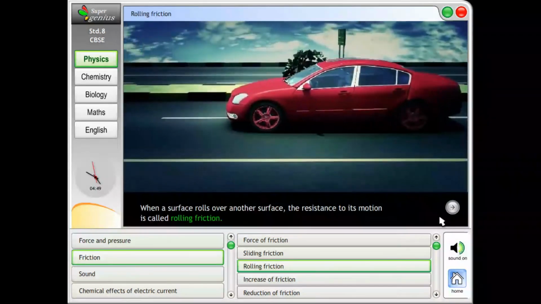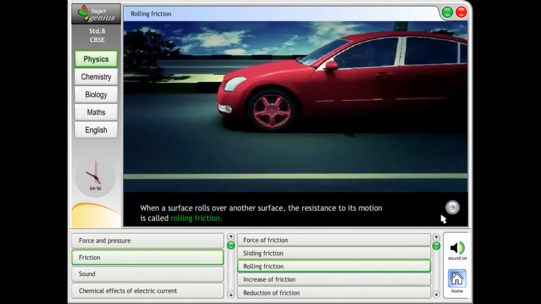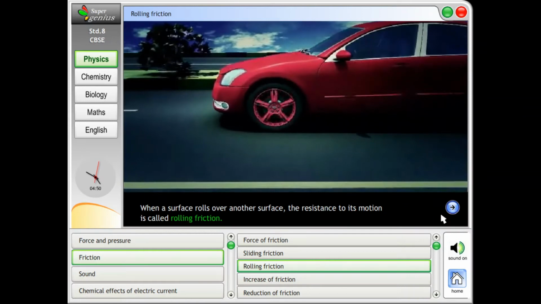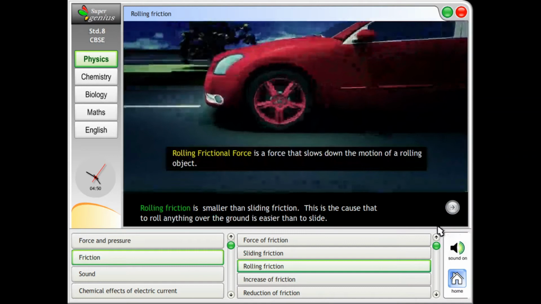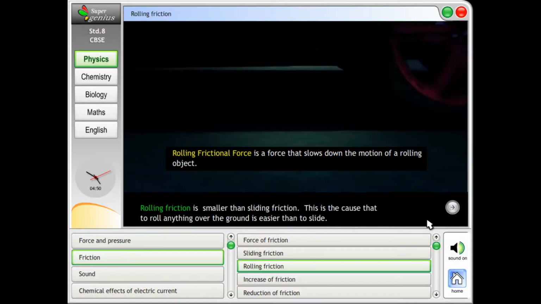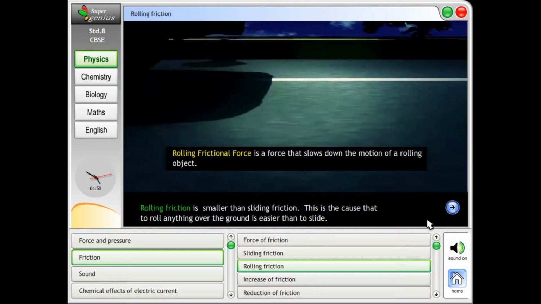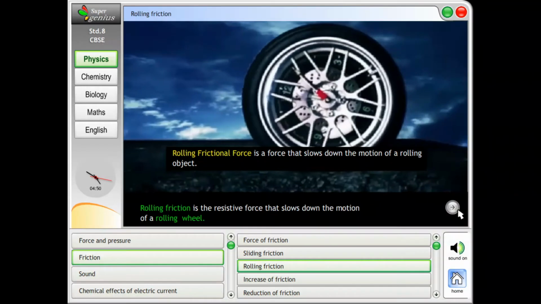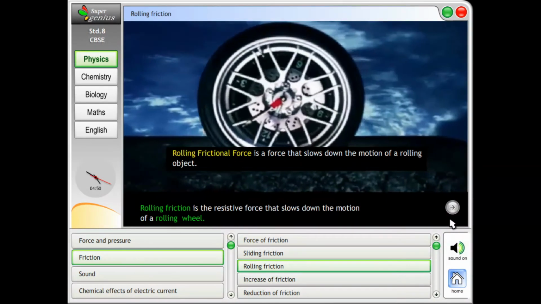Rolling friction. When a surface rolls over another surface, the resistance to its motion is called rolling friction. Rolling friction is smaller than sliding friction. This is the reason that it is easier to roll anything over the ground than to slide it. Rolling friction is the resistive force that slows down the motion of a rolling wheel.